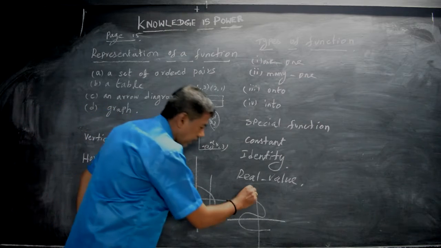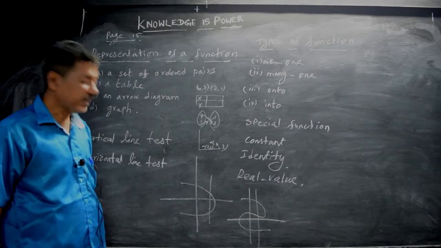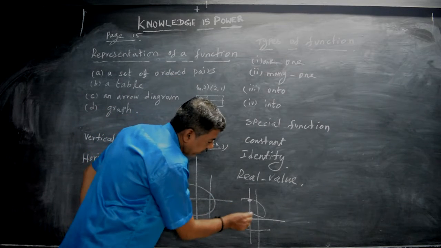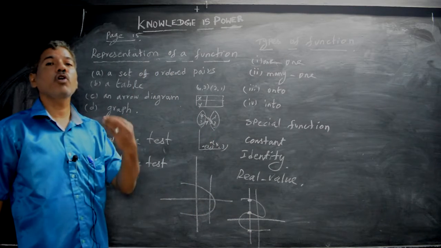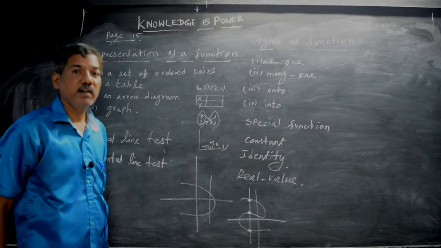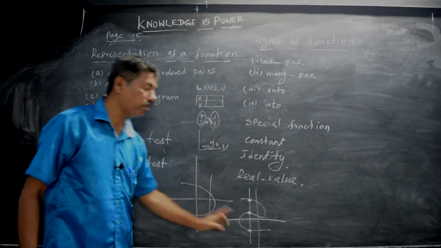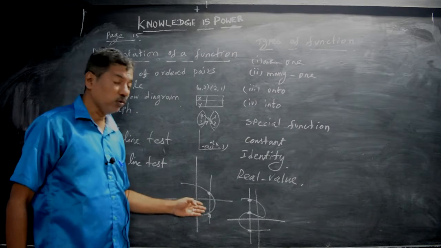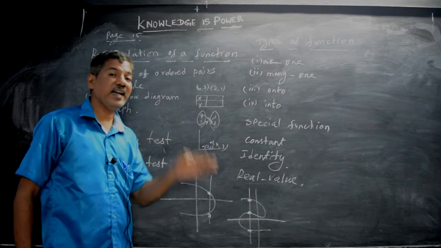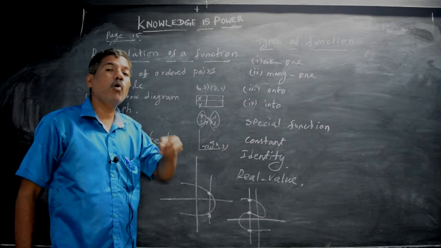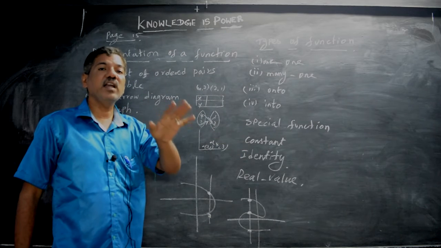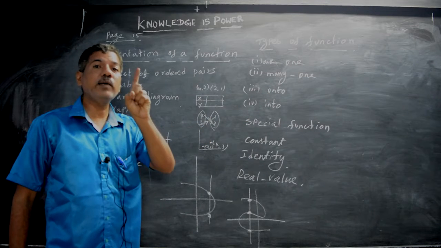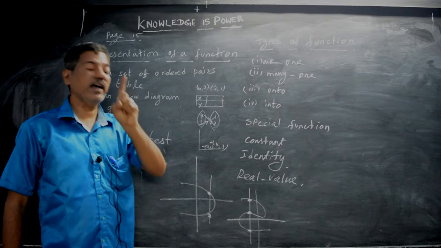Okay, so I cut it here, vertical line. This is called a vertical line. It touches here, here, here. It is also not a function. Why? Because it touches 3 points. Here it touches 2 points. If this vertical line touches more than 1 point, then it is called not a function. If it touches only 1 point, then it is called a function.